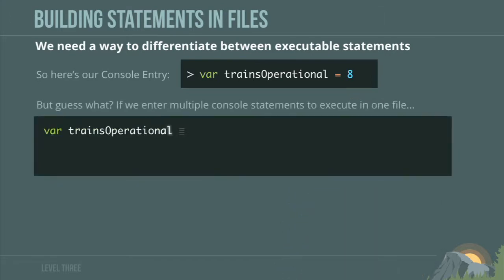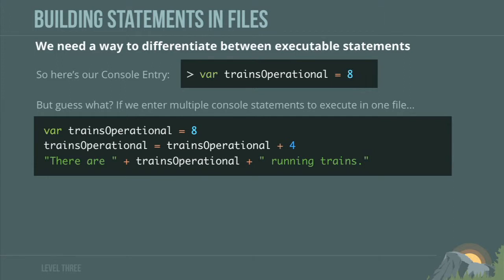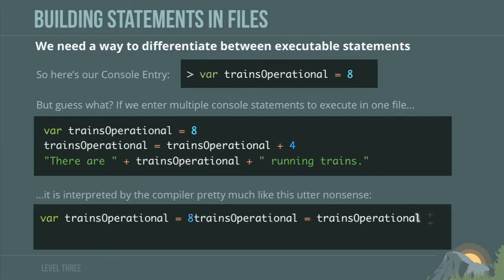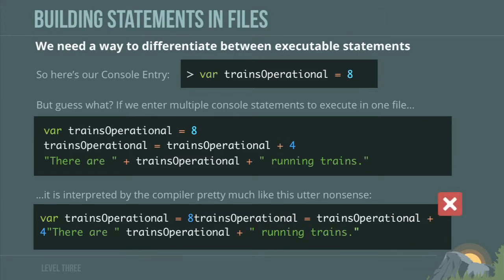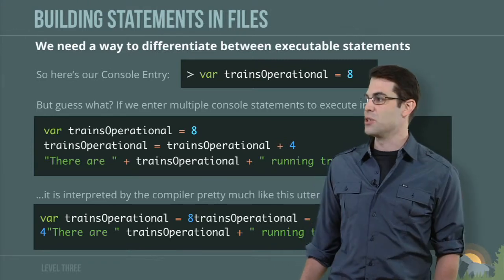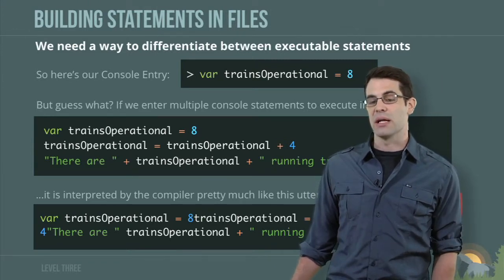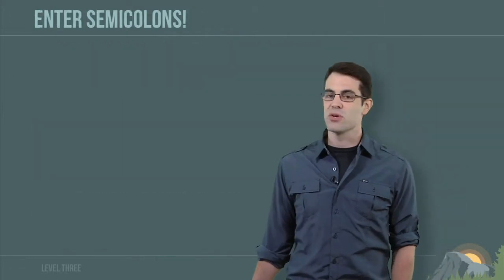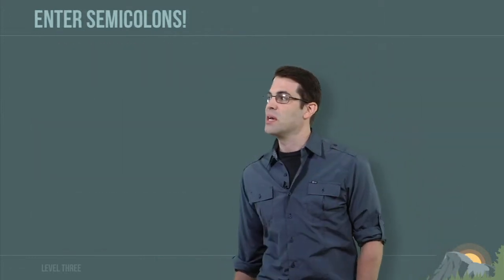But if we put multiple console statements to execute inside one file, the compiler looks at it like this, which is just back-to-back garbage nonsense, and it has no idea where your statement begins, where it ends, or what to do. So we need a way to tell the compiler we're done making this particular statement. Enter the semicolon. The semicolon is very cool.